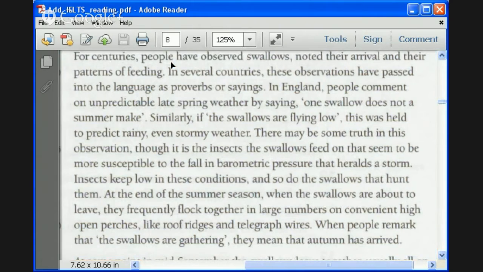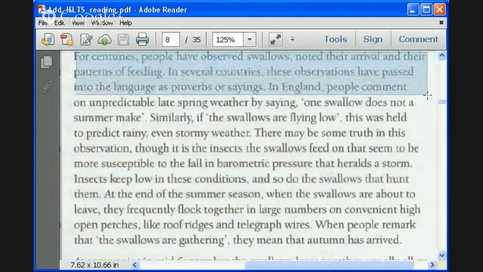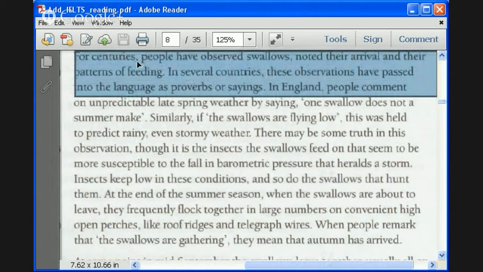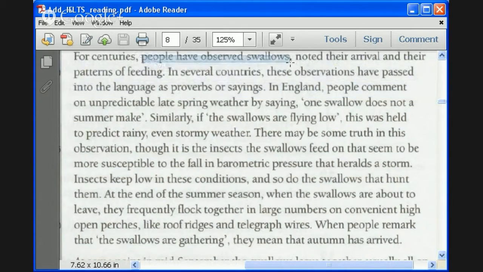Here's something. Sometimes the first or second sentence can be very important, as it is the topic sentence. For centuries, people have observed swallows. In several countries, observations have passed into the language as proverbs or sayings. Notice that they have all these sayings in quotes. Swallows are flying low. Swallows are gathering. So I think this paragraph expresses proverbs and sayings.